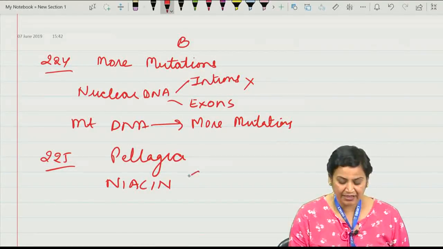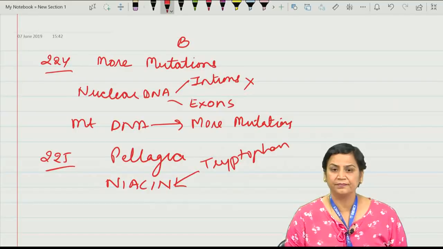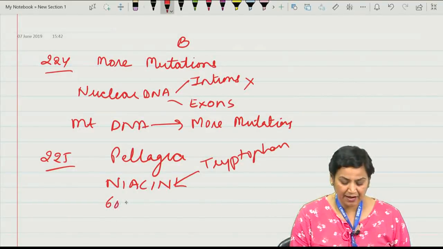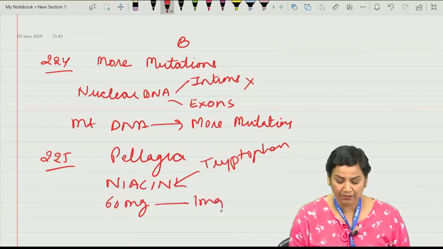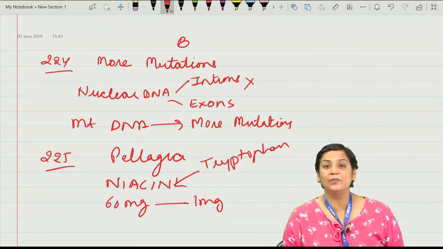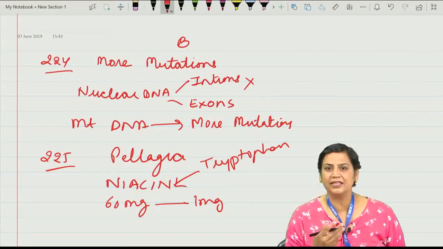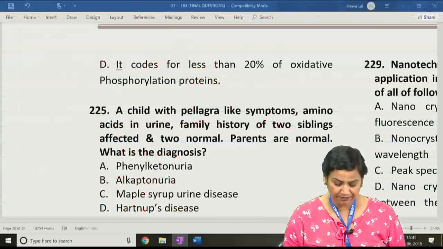The precursor of niacin in the body is tryptophan. 60 milligrams of tryptophan is required to generate 1 milligram of niacin. And that is why it is also known as an atypical vitamin, as it is synthesized from tryptophan in the body. Now the question is what?